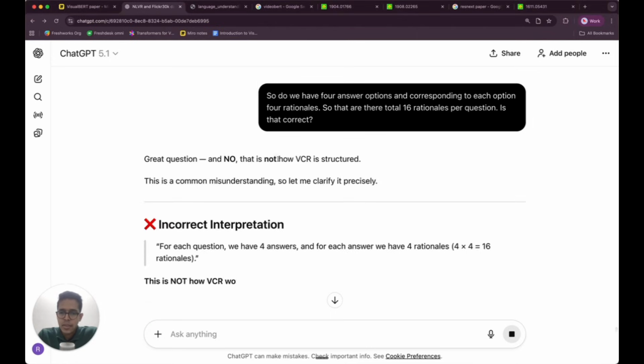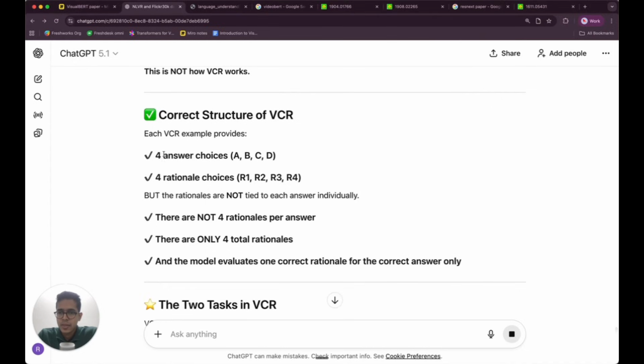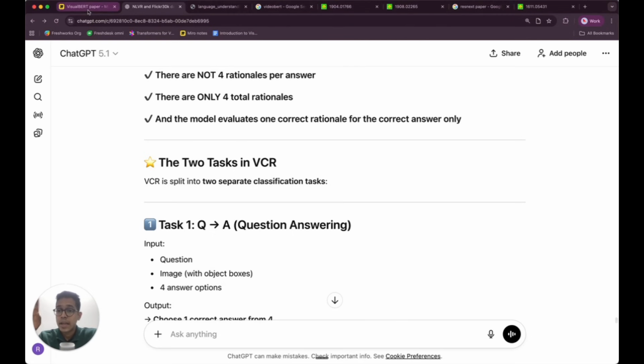No, that is not how VCR is structured. This is a common misunderstanding. There are 4 answer choices and 4 rationale choices, but the rationales are not tied to each answer. So it's not like every answer has 4 rationales. There are 4 answers and 4 rationales, and you need to pick the correct answer and the correct rationale. Oh, okay, that makes it clear. Good that we asked.